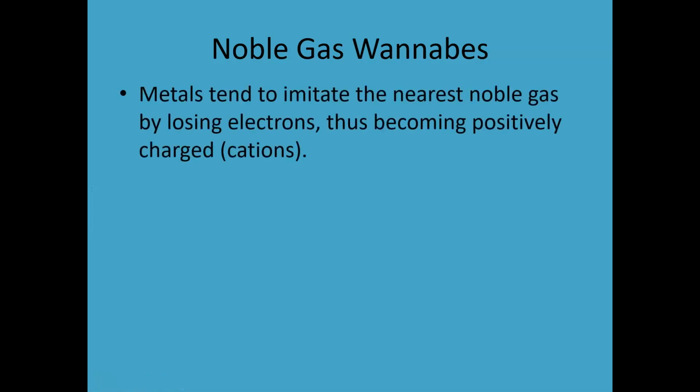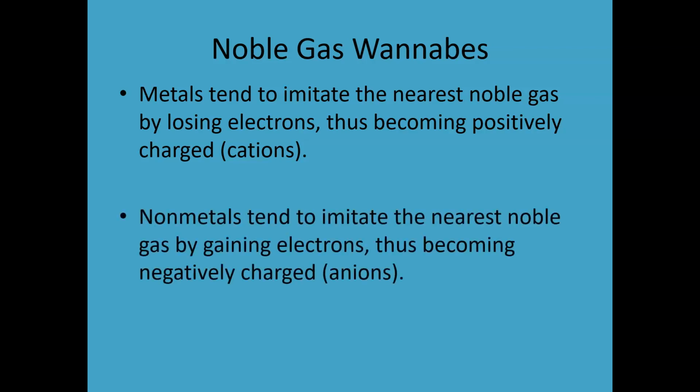Okay, so metals tend to imitate the nearest noble gas by losing electrons, and therefore they become positively charged, and a positively charged particle is known as a cation. Nonmetals, and the examples we gave were bromine and oxygen, tend to imitate the nearest noble gas by gaining electrons and therefore becoming negatively charged, and we call a negatively charged particle an anion.